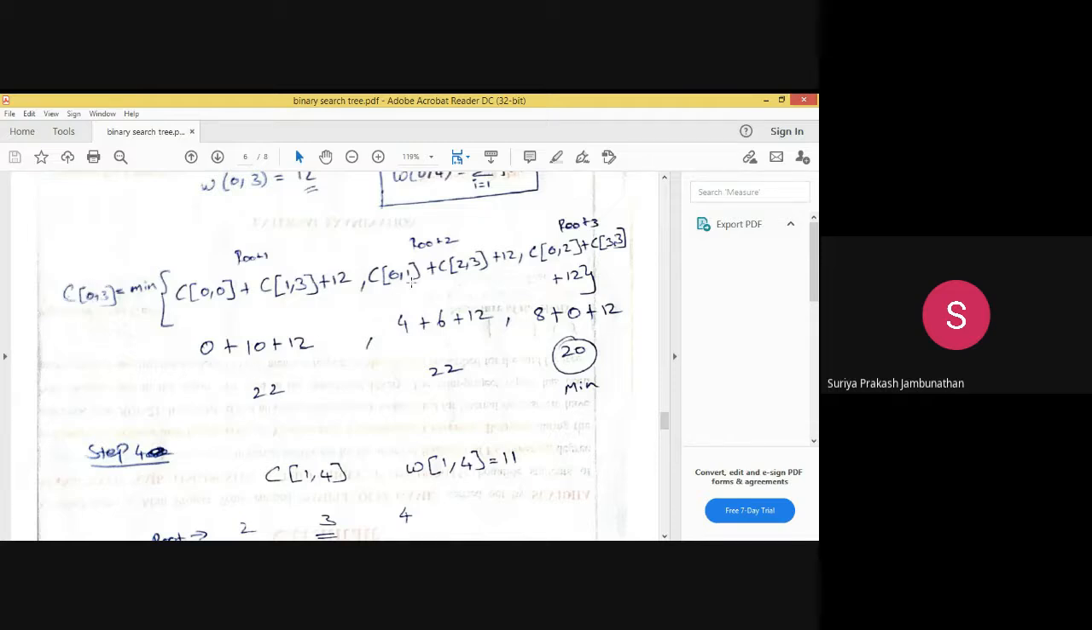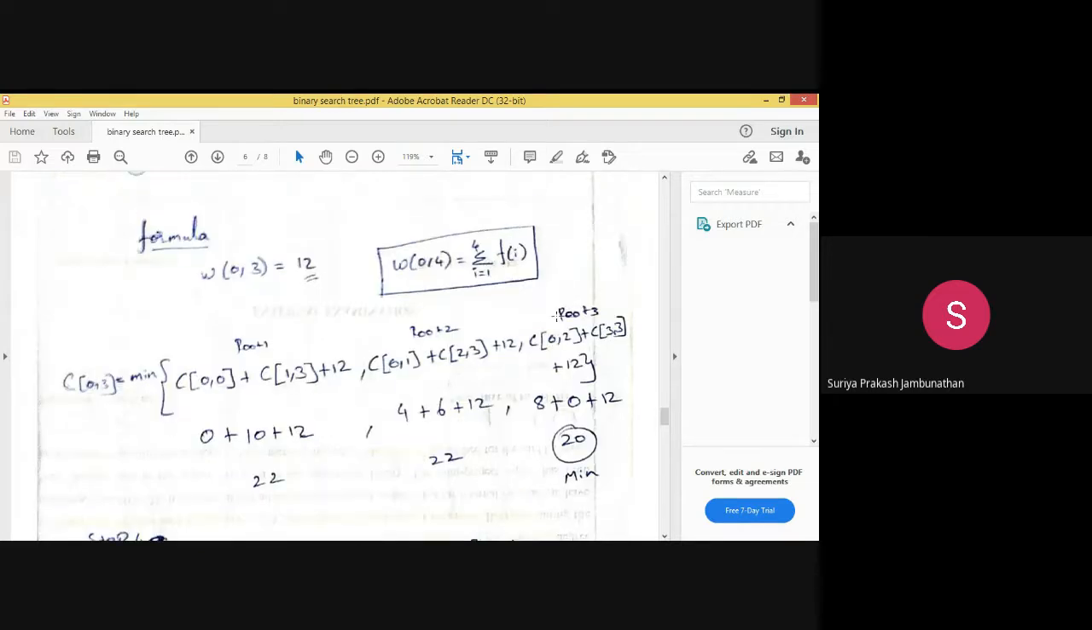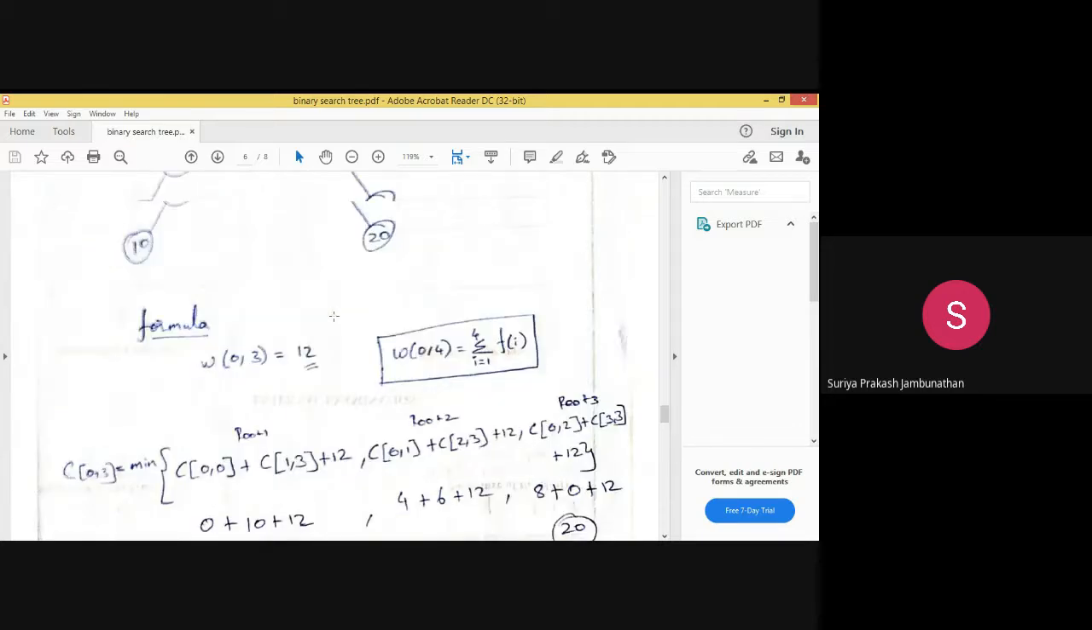The same way C of 0 comma 1 we are getting 4, C of 2 comma 3 we are getting 6, the 12 will come as it is. So here we are getting 22. For the last one, C of 0 comma 2, C of 3 comma 3, 12 we are getting, 8 plus 0 plus 12 we are getting. So answer we are getting is 20. So this is the minimal one. So 20 power 3 we are substituting in the place of 0, 3. The root is 3 and 20 is the answer. So that we are substituting in the place of C of 0, 3.